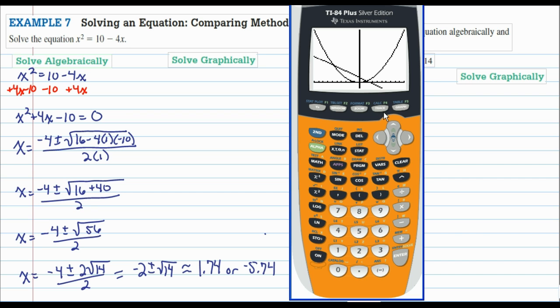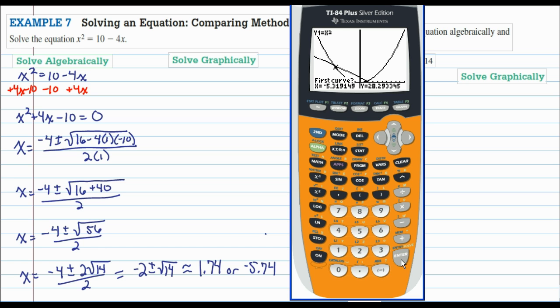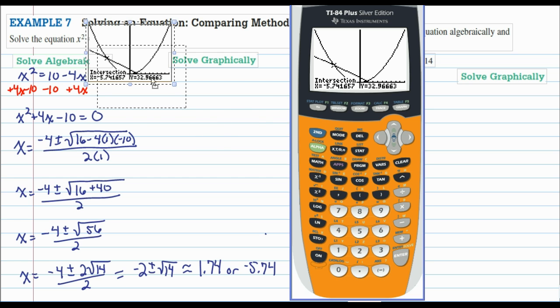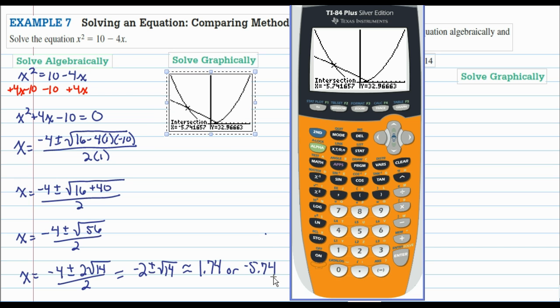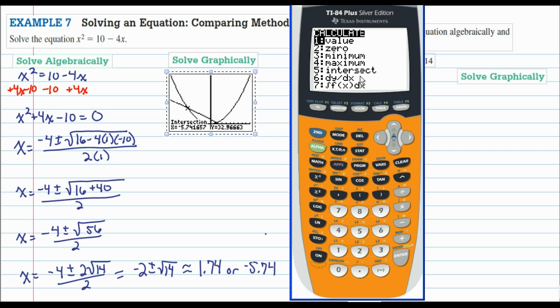Now I'm going to find my two intersections, second calc intersection. Scrolling over, enter, enter, enter. My first intersection is negative 5.74, which is good news because that is one of the answers I got when I did the algebra. Second calc intersect, going over to the other side, enter, enter, enter. The other one is 1.74.